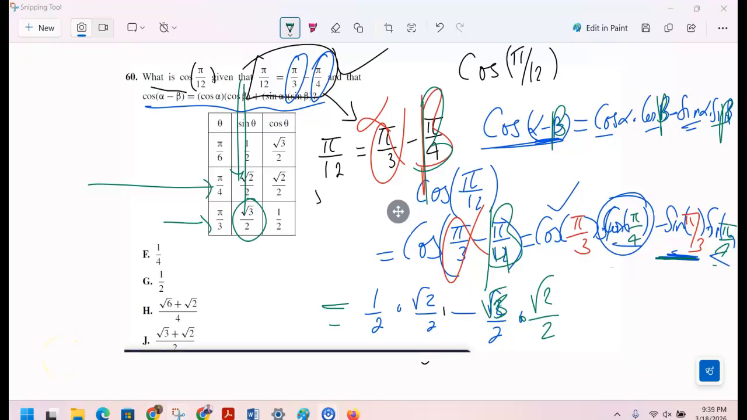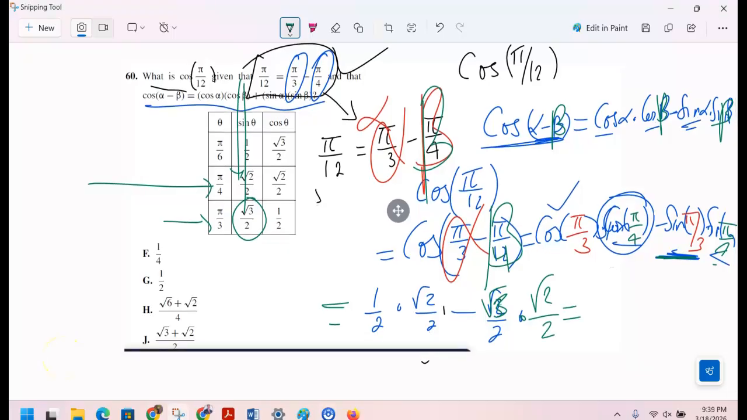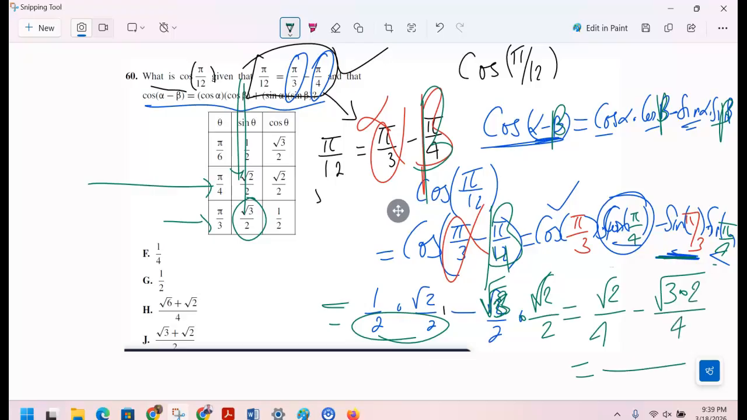So this will give you root 2 over 4. Now this is root 3 and root 2. We can put them in the same radical sign and write it over 4. So this answer will be root 2 minus root 6 divided by 4. You can see the answer. I think this was minus, but this has to be plus. That's the mistake I made. So this should be plus.